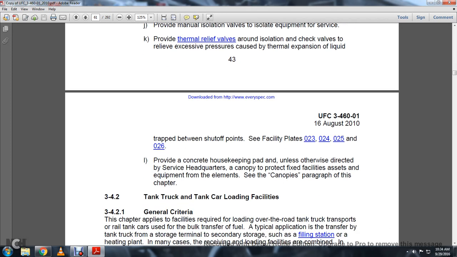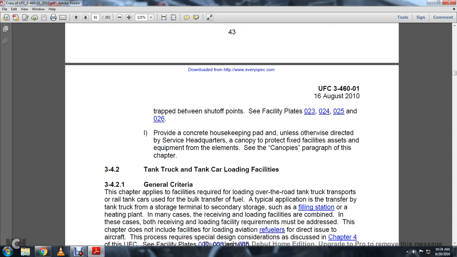See facility plates 023, 024, 025. Provide a concrete housing pad unless otherwise directed by the service headquarters, or a canopy protecting the facilities, assets, and equipment for each of the elements. See the canopies paragraphs of this chapter.